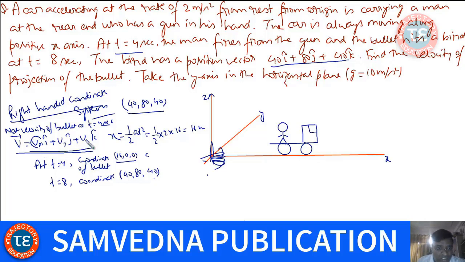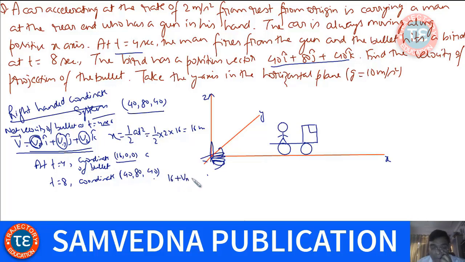You see, there is acceleration of the bullet only in z direction. There is no acceleration in x direction, y direction. So Vx and Vy are going to remain constant. The xy plane is the horizontal plane, so the velocity of the bullet in x and y direction will be the same as Vx and Vy. So at 4 seconds you have x component Vx, y component Vy, right?